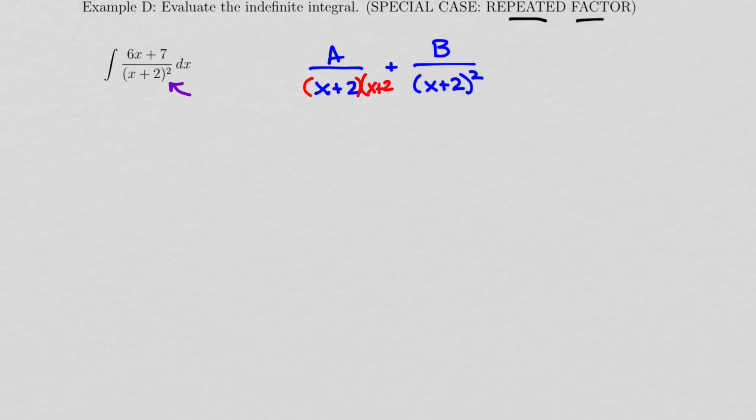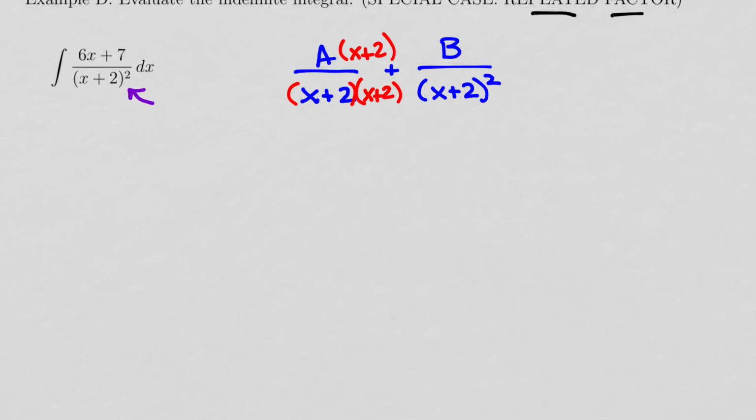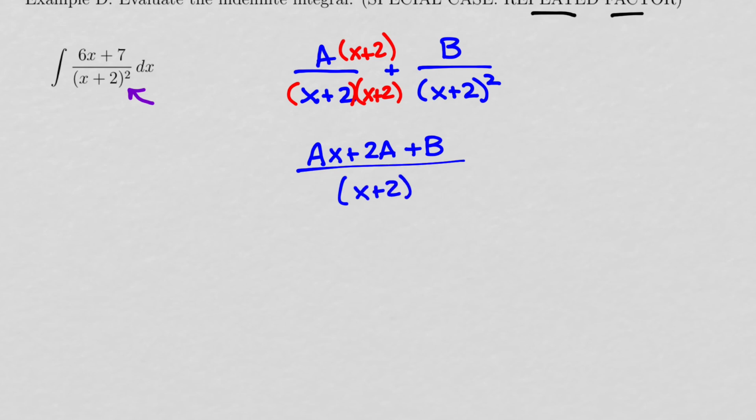So this time to get a common denominator, notice you only have to multiply your first expression by x plus 2. You don't need to touch the second one, right? Because the second one already has two factors of x plus 2 there. So you only need to touch that first one and get ax plus 2a plus b. That's what becomes your numerator for this. Do you see what I'm saying?